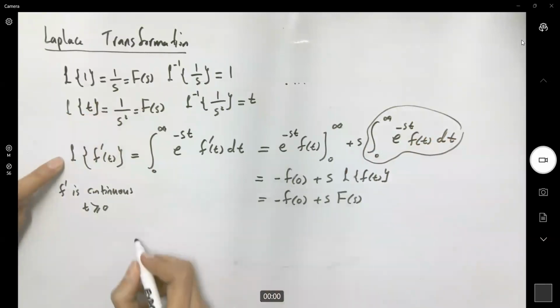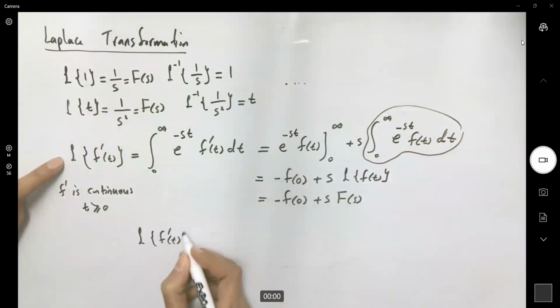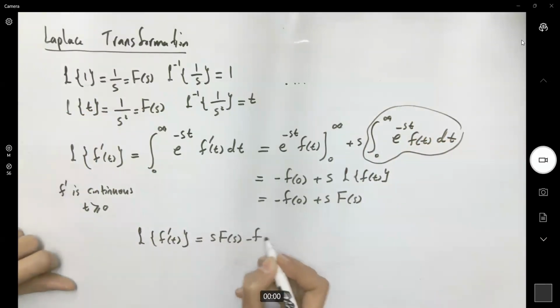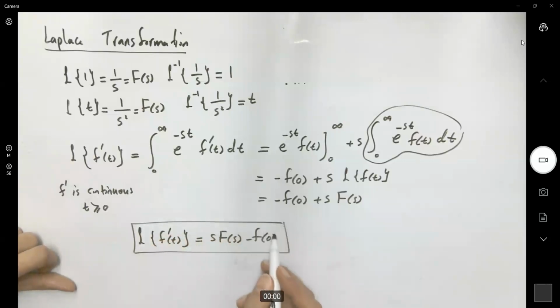So it means that we can write down the Laplace of the derivative of function f as s F of s minus f of 0. So if we have an initial value problem, we can plug in f of 0, whatever the value is, and then use the Laplace of f prime as s F of s minus that value.